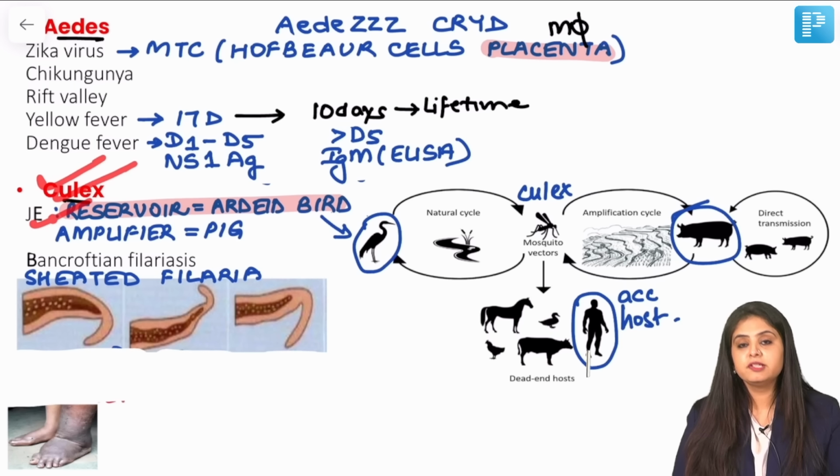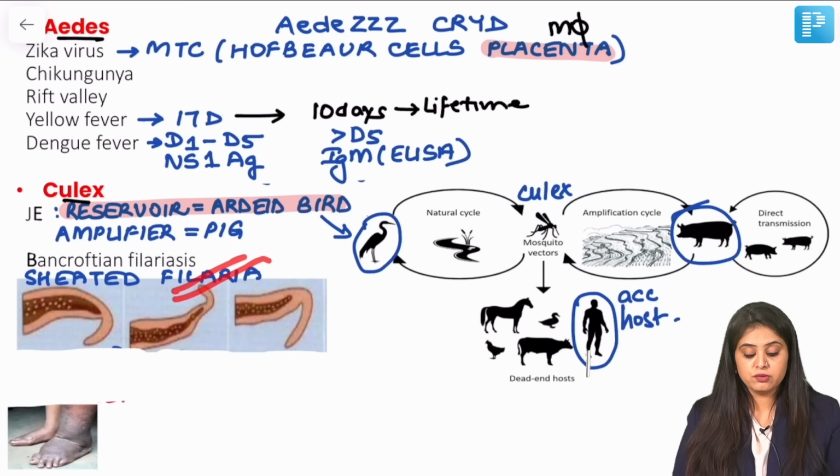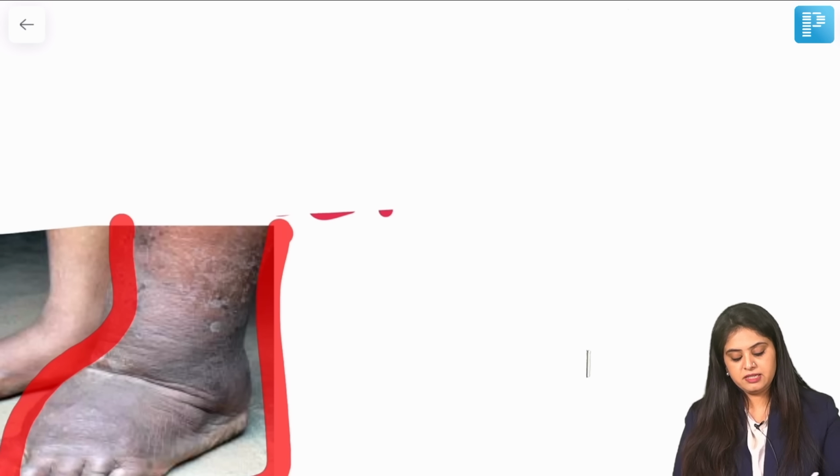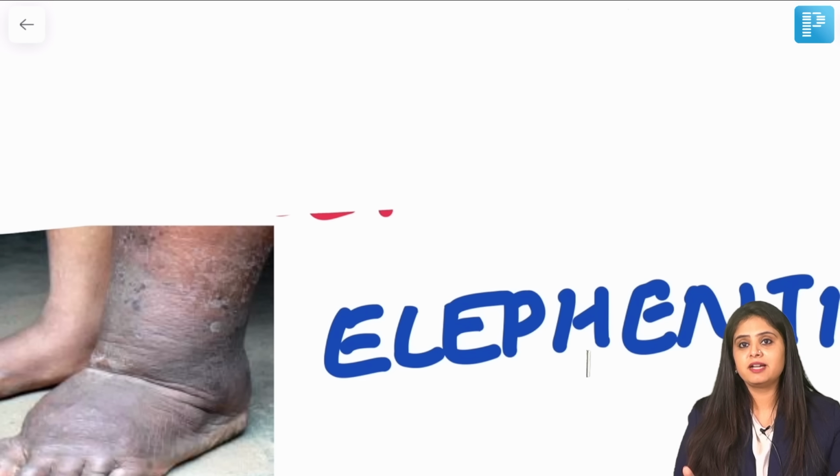So Culex obviously causes Japanese encephalitis. Culex also causes filaria. Whenever they want to tell me filaria, this is the picture of elephantiasis that will be given, lymph swelling, lymphatic obstruction.